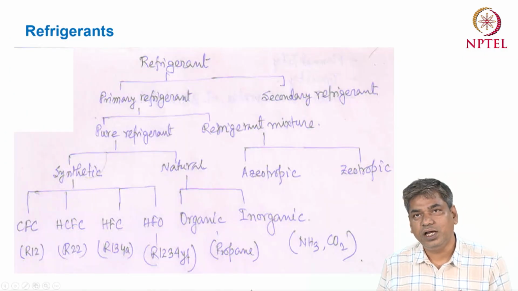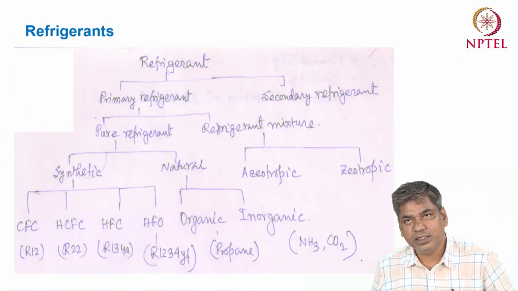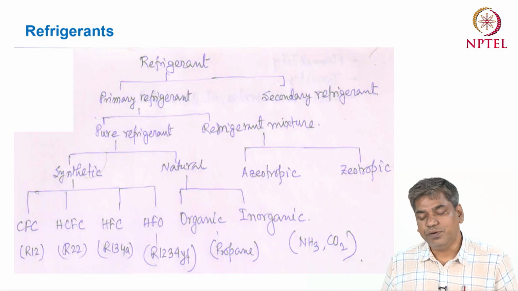Namaskar. So now we will discuss the different components of the vapor compression refrigeration system. I will discuss the main component of the vapor compression system, that is the refrigerant. First of all, I will discuss the different refrigerants, or variety of refrigerants.